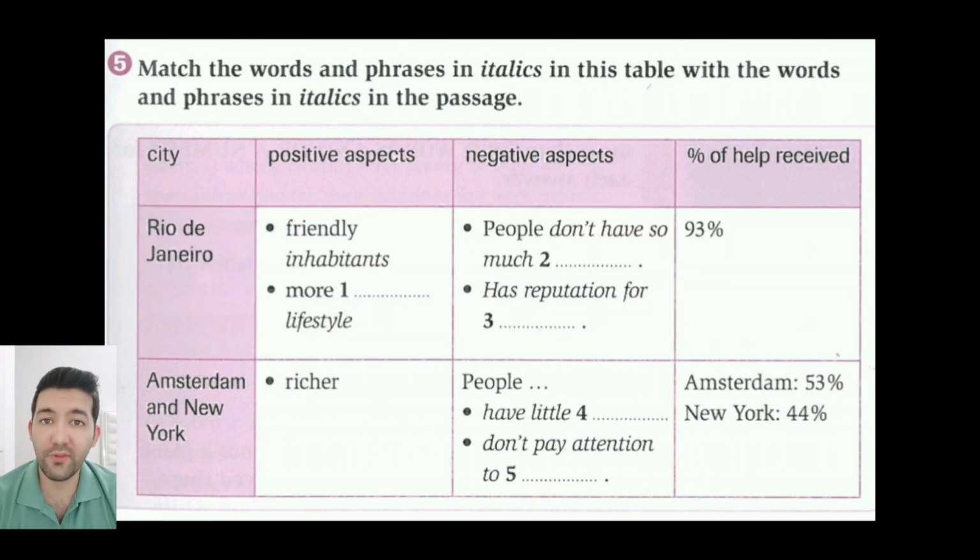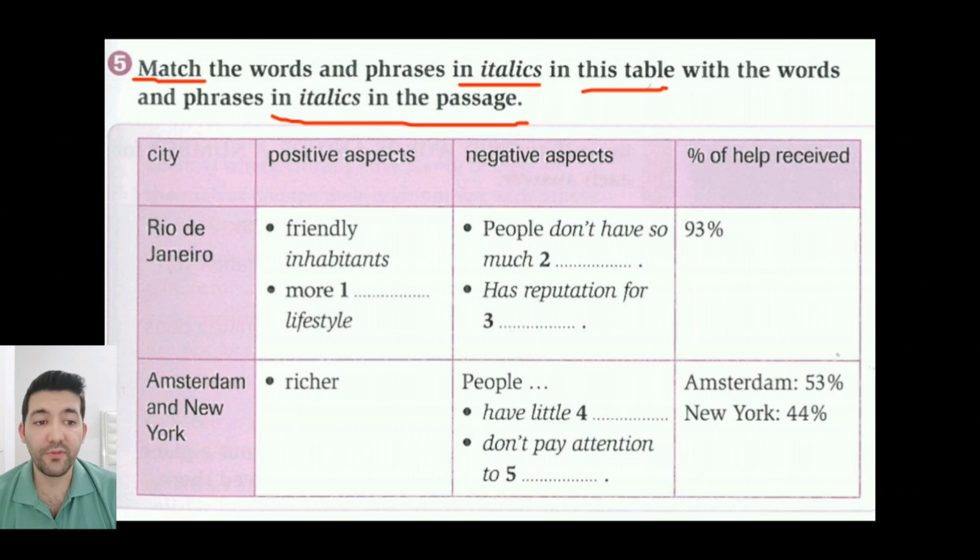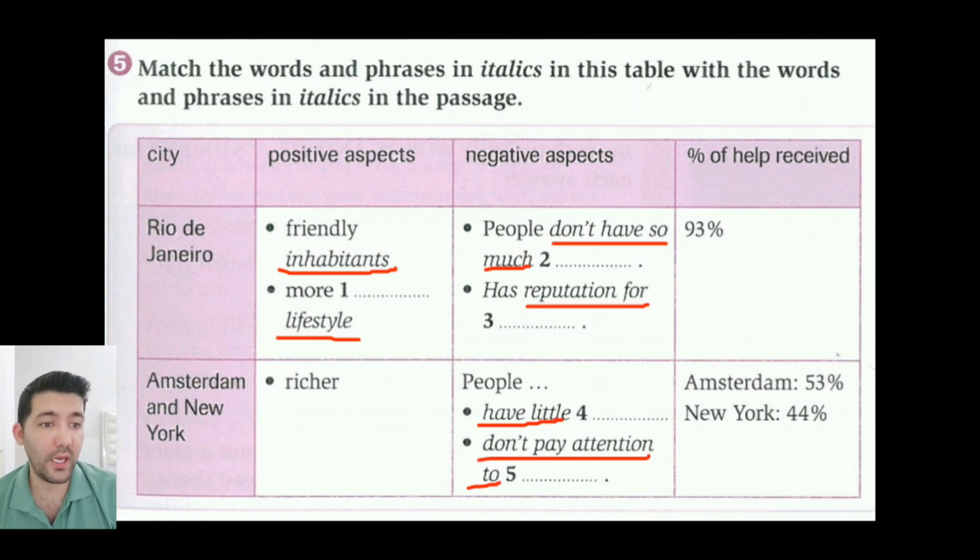Okay, exercise 5. Match the words and phrases in italics in this table with the words and phrases in italics in the passage. The words in italics are inhabitants, lifestyle, don't have so much, reputation for, have little, and don't pay attention to.